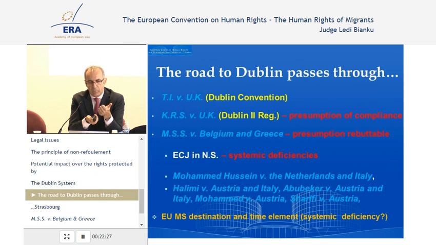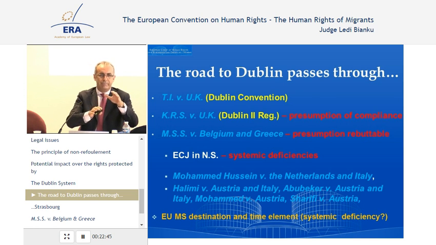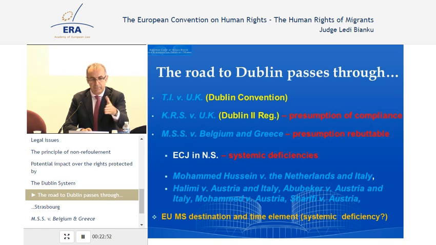these kinds of agreements. So TI was concerning Dublin Convention, KRS versus UK removal to Greece in 2008 concerned Dublin II regulation, and the court decided in July 2008 that there is a presumption of compliance with Greece because we are not sure that Greek problems were so high that would serve to rebuttal this presumption of compliance.